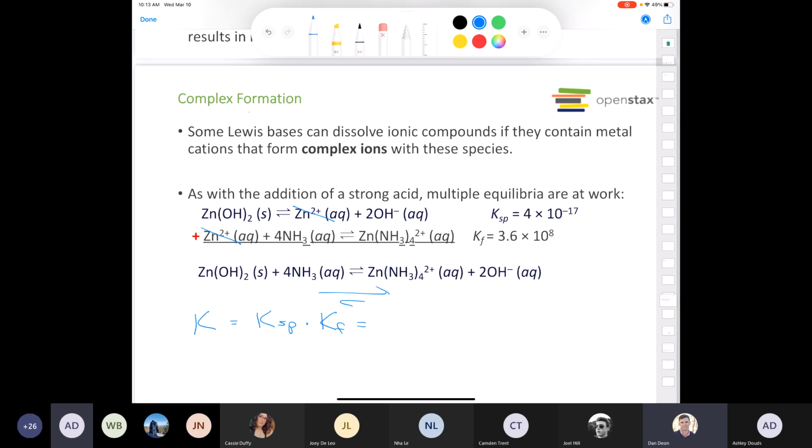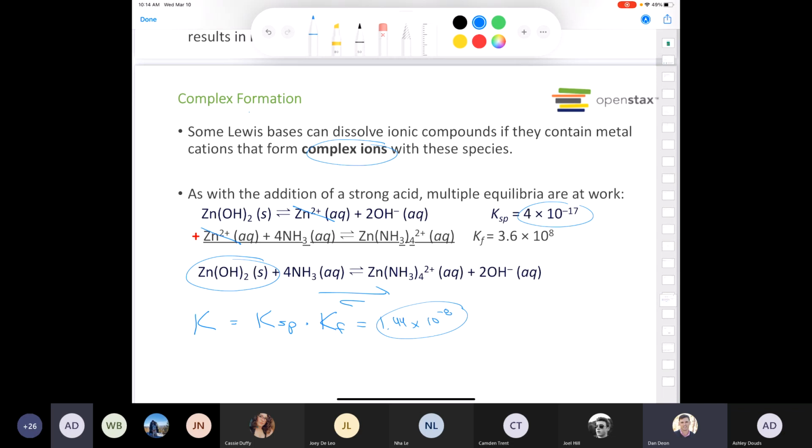If you take your calculator and take 4 times 10 to the negative 17 and multiply it by 3.6 times 10 to the power of 8, you get 1.44 times 10 to the negative 8. You're like, oh, come on, Mr. Dion, that's not a huge number. That's not 10 to the 22 like it was a few slides ago. Yeah, but it's a hell of a lot bigger than this, right? And so you can see how the formation of that complex ion is helping dissolve the ionic compound.